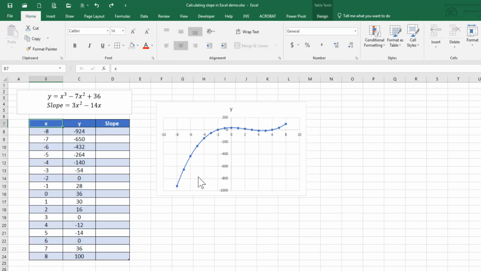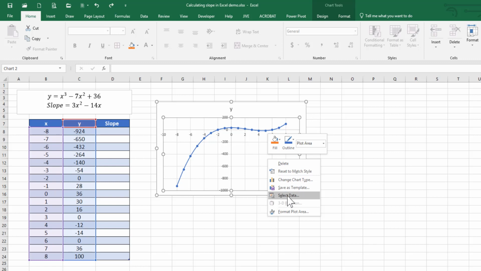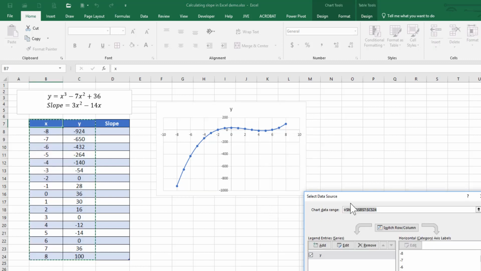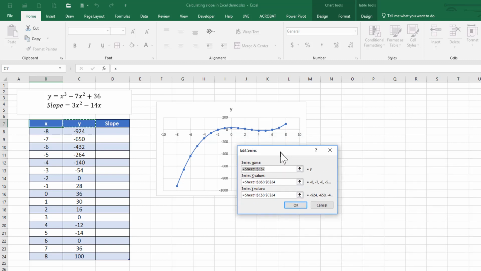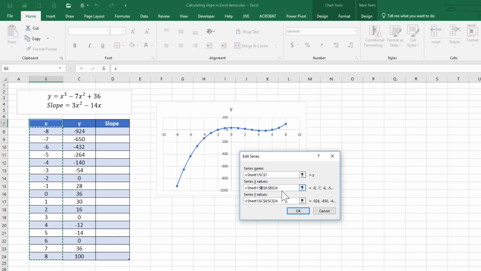Now I may want to confirm that my x and y are done appropriately. This time it's obvious by the eye. I have the values between negative 8 and 8 for my x value. But what if it had inverted my values and I would have had x on the vertical axis and y on the horizontal? So what I can do is I can right click in the graph, go to select data, and I can view what I have and see that indeed my x values are this B column and my y values are this C column.